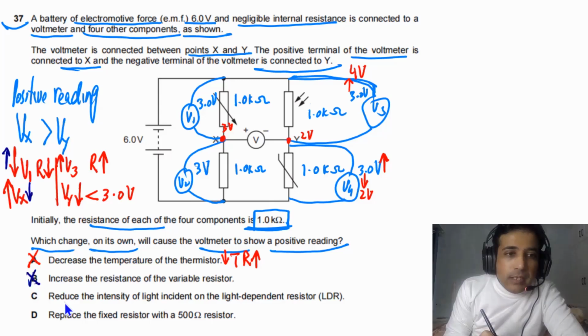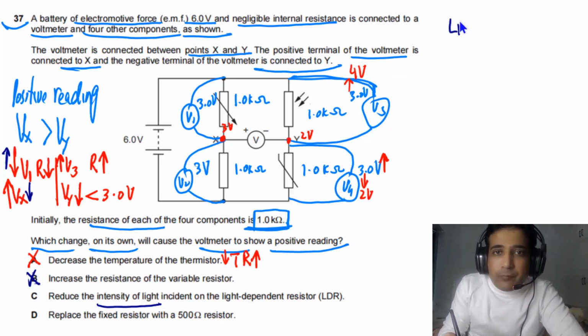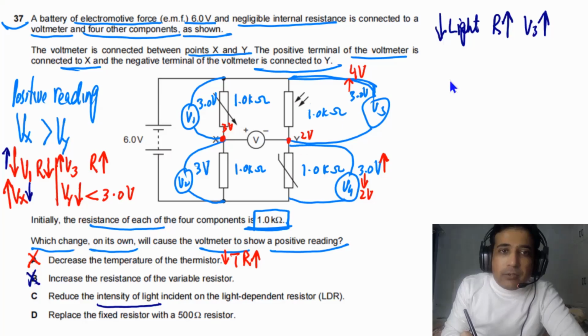Now the next one: reduce the intensity of light incident, meaning this one. If we reduce the intensity, the resistance of the LDR will go higher. So we can say if the light level goes down, the resistance of the LDR will go up, and the potential drop across this one, V3, will go up, and the reading Vy will go down.